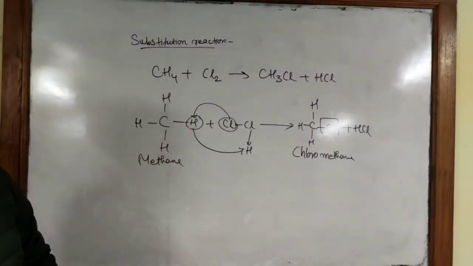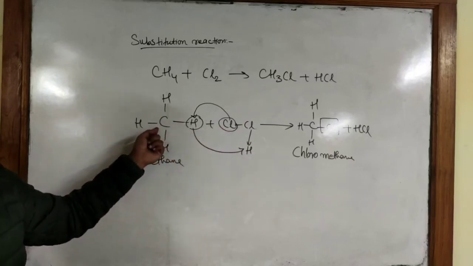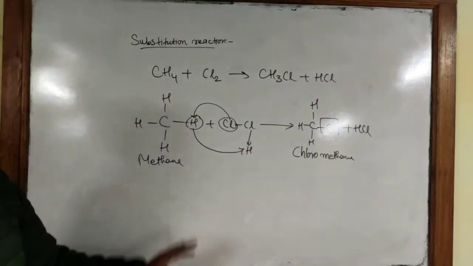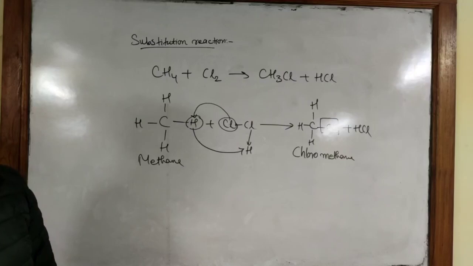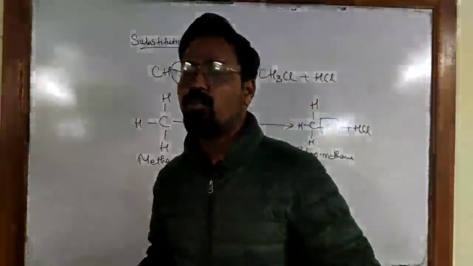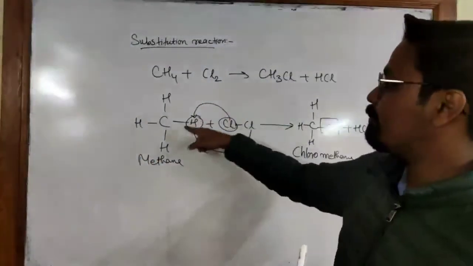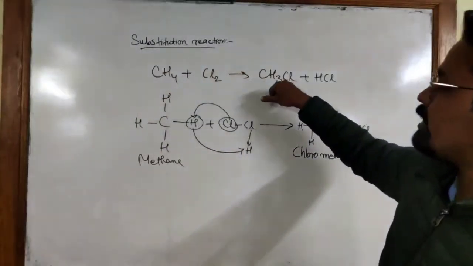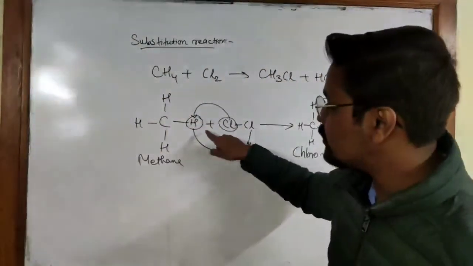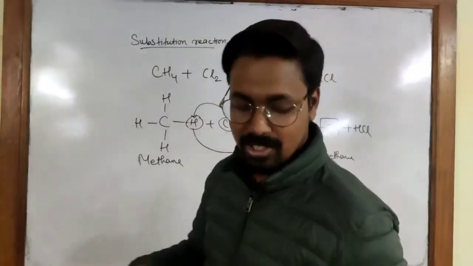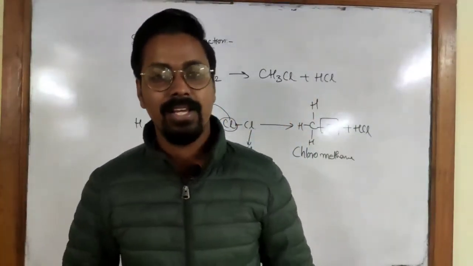Why has chlorine replaced hydrogen? Because the reactivity of chlorine with carbon is much more than that of hydrogen. That's why chlorine has the ability to replace hydrogen and form chloromethane. Chlorine has more affinity towards carbon. Affinity means attraction. So chlorine has more affinity towards carbon, and hence it will form a bond with carbon by replacing hydrogen. So we replace one of the hydrogens with a chlorine. That means we substitute a hydrogen with a chlorine, and hence the reaction is called a substitution reaction.